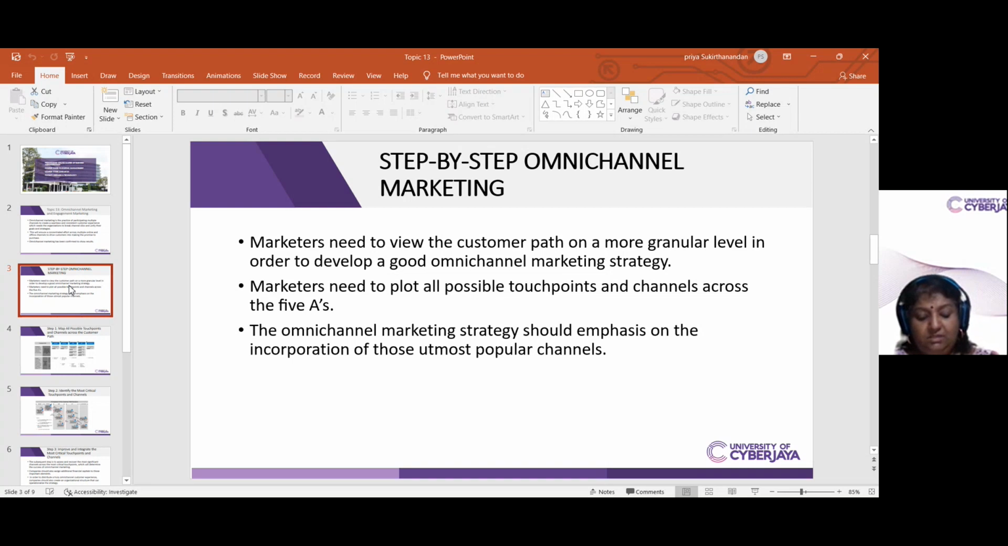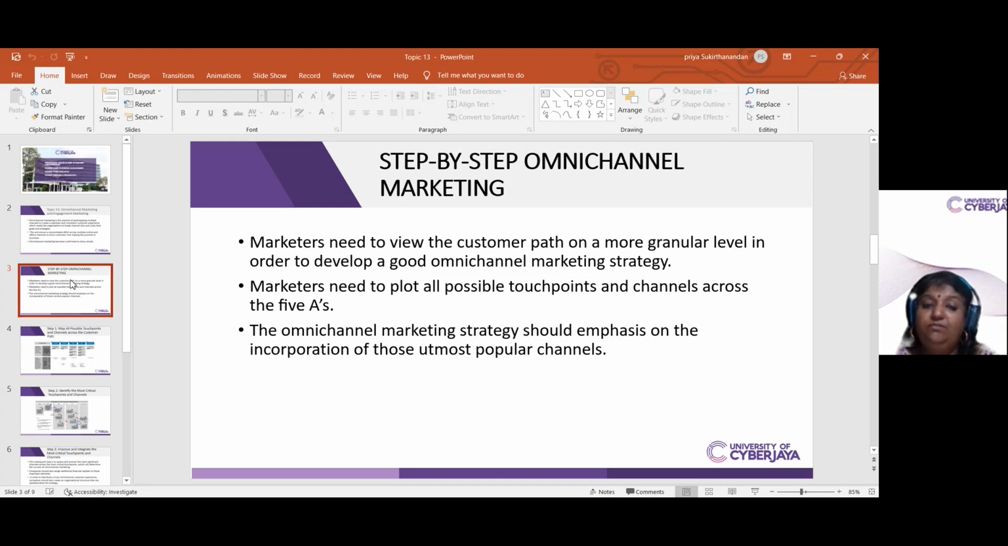So marketers here would definitely need to view the customer's path on a more granular level in order to develop a good omnichannel marketing strategy. That means both online and offline. And they need to plot all the possible touch points and the channels across the 5 A's. We will look at the 5 A's shortly.